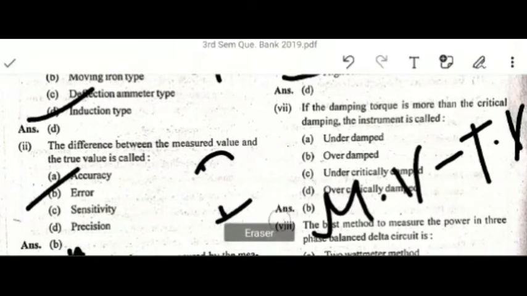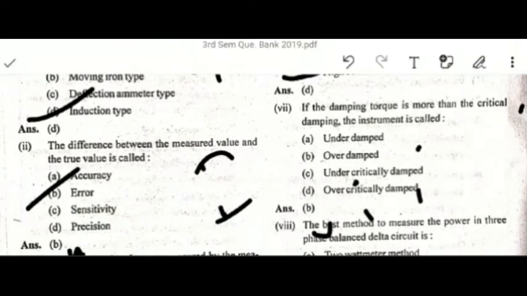Now in the seventh question: if the damping torque is more than the critical damping, the instrument is. If the damping torque is more than the required damping, then the instrument will be over damped. The instrument will be over damped.